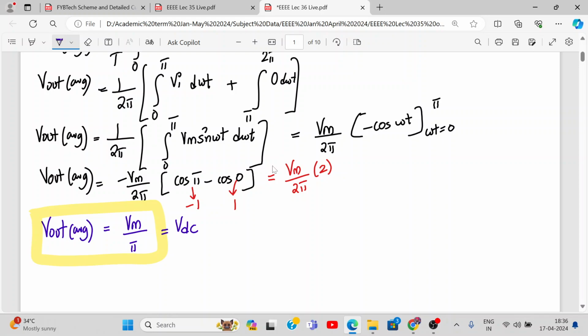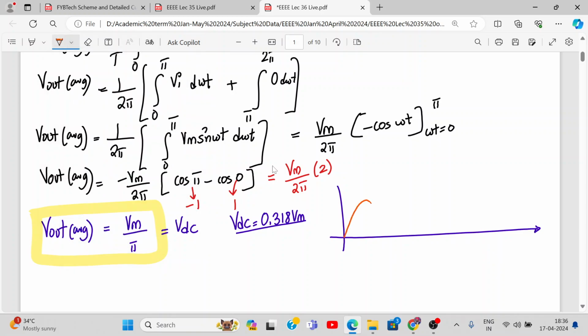So how much is this DC voltage in terms of Vm? If I divide 1 by pi, how much is that? So VDC is around 0.318 times Vm, correct? Just check this number. So if I plot my output waveform, my average value of this waveform is how much? That is what it determines.